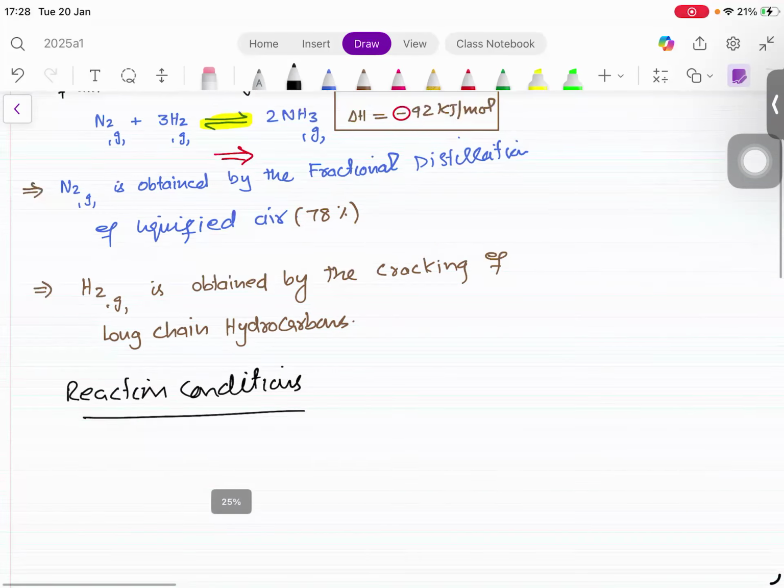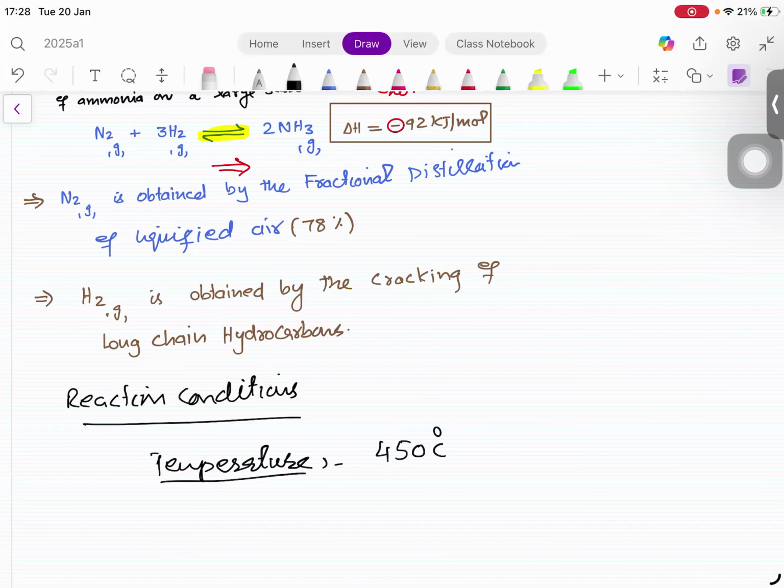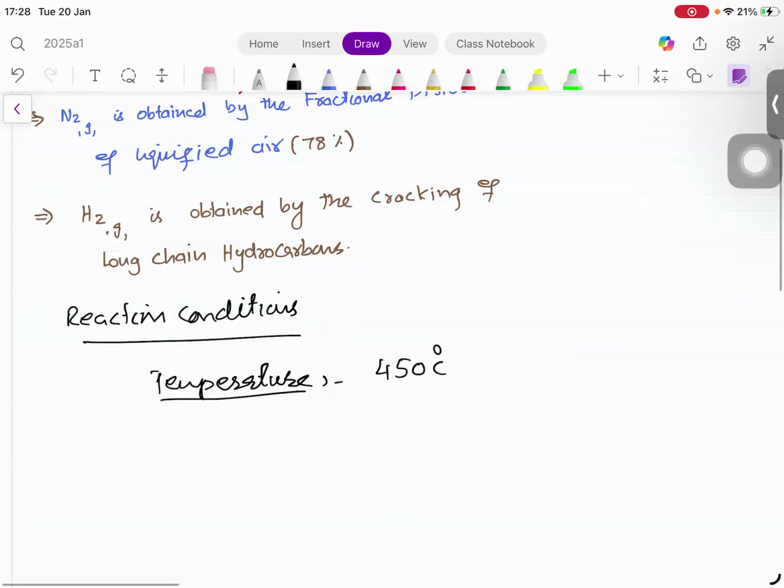So the reaction conditions which are suggested, number one, temperature is 450. Pressure. Okay, first let me discuss the temperature. Why 450? That's the point. Why 450? You have to discuss it.